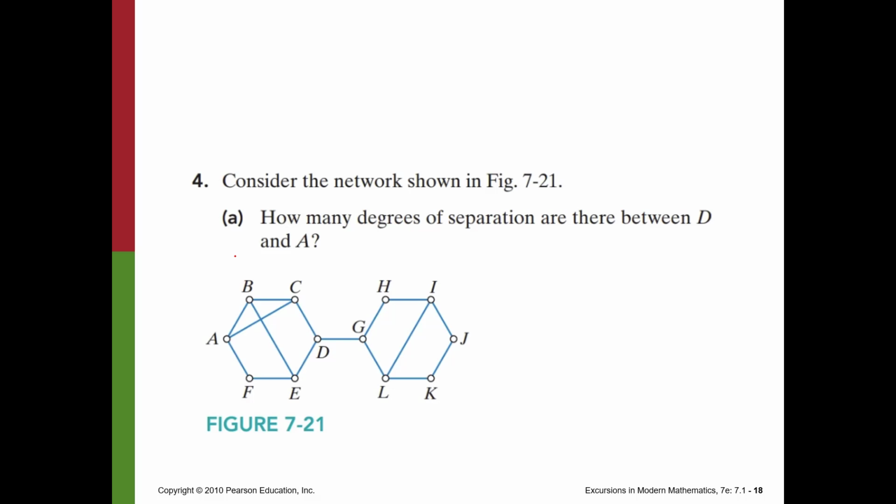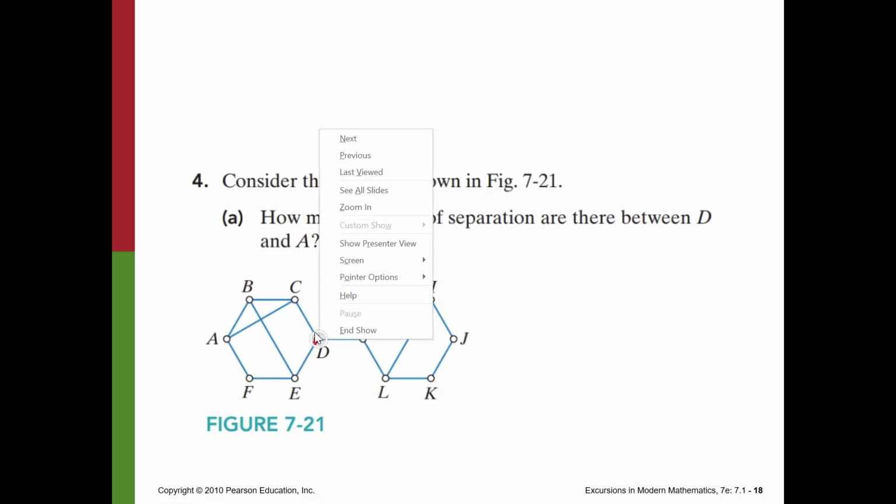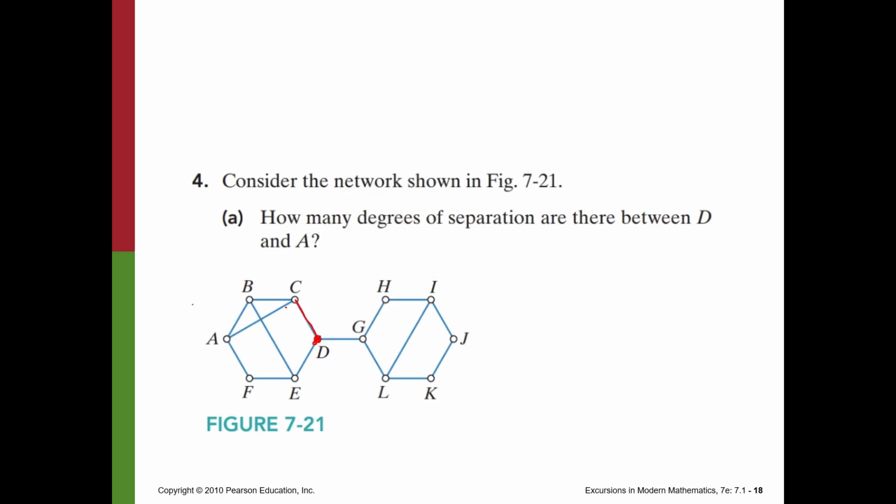But right here it says, how many degrees of separation are there between D and A? So we want to get from D to A. Definitely there is no direct connection between D and A, so the degree is greater than 1. If we went to E and then F and then A, we would have 3 edges. But the degree is the shortest possible route, and it has to be between 1 and 3. We see we have a 2 right here, right? So we go from D to C and then from C to A. And so the degree of separation between D and A is 2.